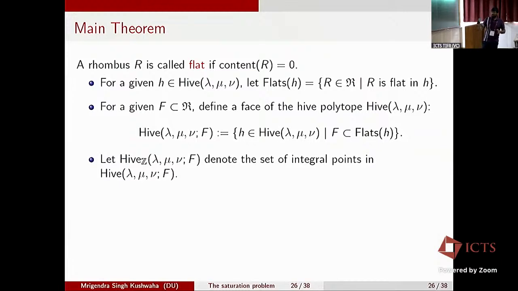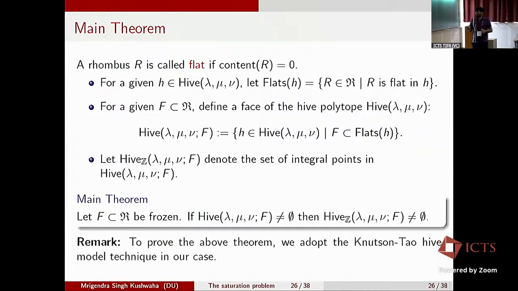For any given subset F of R, we define a face of the hive polytope, denoted by Hive(λ, μ, ν): F, to be the collection of all hives in the hive polytope such that F is contained in the flats of H, and denote by Hive_Z(λ, μ, ν): F the set of integral points in this face.